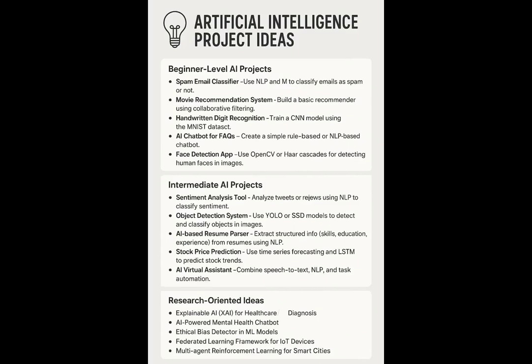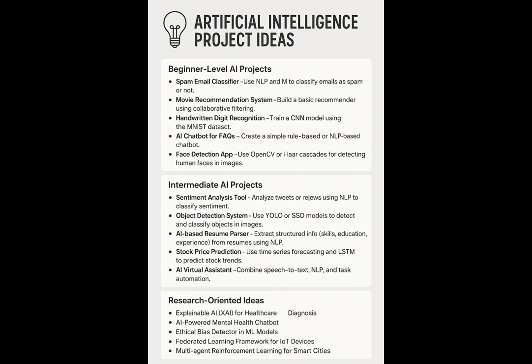Beginner-level AI projects. Spam email classifier. Use NLP and ML to classify emails as spam or not. Movie recommendation system. Build a basic recommender using collaborative filtering. Handwritten digit recognition. Train a CNN model using the MNIST dataset. AI chatbot for FAQs. Create a simple rule-based or NLP-based chatbot. Face detection app. Use OpenCV or Haar cascades for detecting human faces in images.